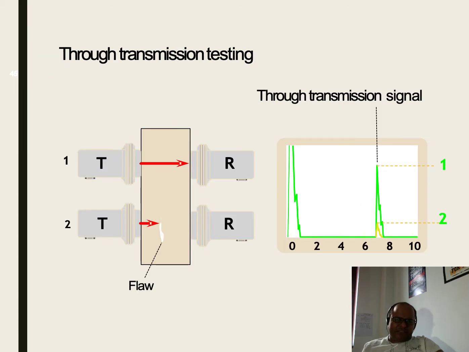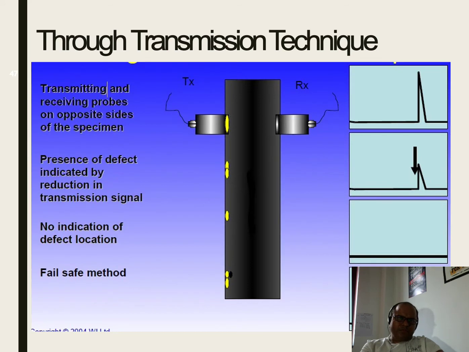Through transmission testing, as you can see, the transmitter and receiver go from one end to the other end. There are two probes, one side is the transmitter, the other side is the receiver. The transmitting and receiving probes are on opposite sides of the specimen. The presence of a defect is indicated by a reduction in the transmission signal, with no indication of the defect location. Fail safe method.